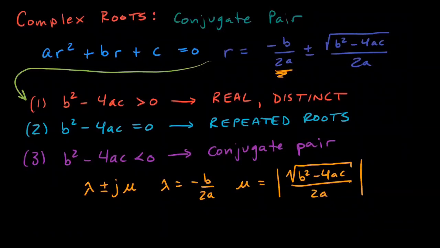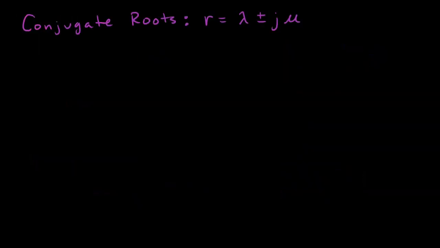Okay, so, or the absolute value of that. All right, so that's where these lambda and mu terms come from. So we're going to have a complex conjugate pair of roots that look like lambda plus or minus j mu. Okay, so when we have that condition, a complex conjugate pair of roots written as r equals lambda plus or minus j mu, we're going to write the general solution in a similar fashion to what we did before for the distinct roots, but it's going to have a little bit different form.